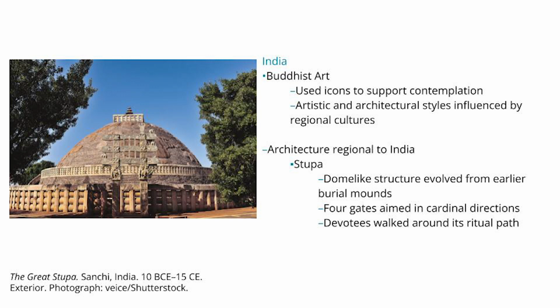First, we have the stupa, which is a sort of dome-like structure evolved from earlier burial mounds. And it has 4 gates, like 4 openings to it, that are each aimed in the cardinal directions: north, south, east, and west. And also, devotees would walk around its ritual path. So it had a sort of meditative path for you to walk in a form of ritual. And that is the stupa.